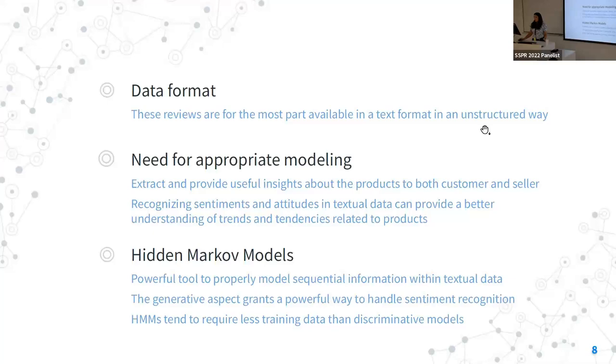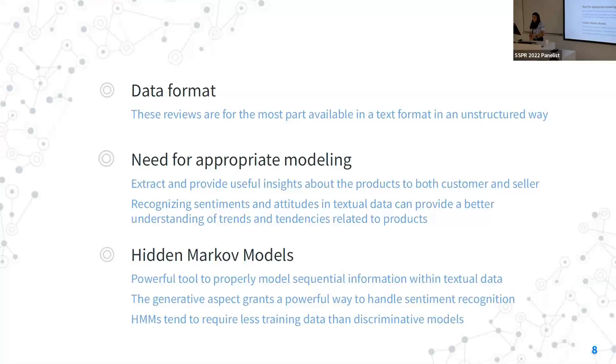So basically, the data format of this task is reviews. These reviews are mostly available in text format, so it's a very unstructured format. We need an appropriate modeling for these texts. We need to extract and provide useful insights about the products reviewed to both the customer and the seller. So we need to automate or optimize the decision for the customer, to choose or not the product, and for the seller to enhance their product. We need to recognize the sentiments and attitudes in textual data. This textual data provides a better understanding of trends and tendencies related to products.